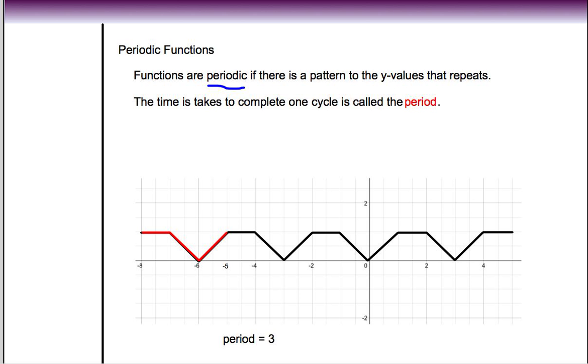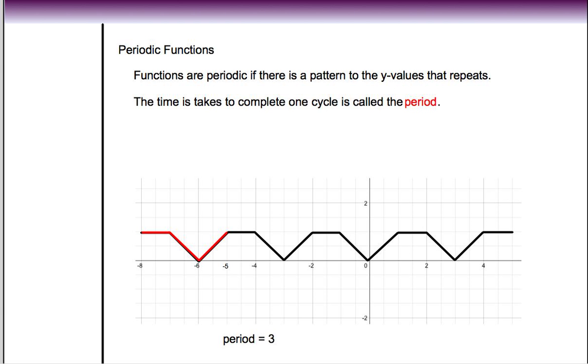The time it takes to complete one cycle is called the period. So let's look at this little example I have down below here. You can see a very distinct pattern in the y values, right? It's flat, it goes down at an angle, it comes up at an angle, and then it's flat again. It goes down at an angle, it comes up at an angle, and it's flat again. So there's a very clear pattern to the y values.